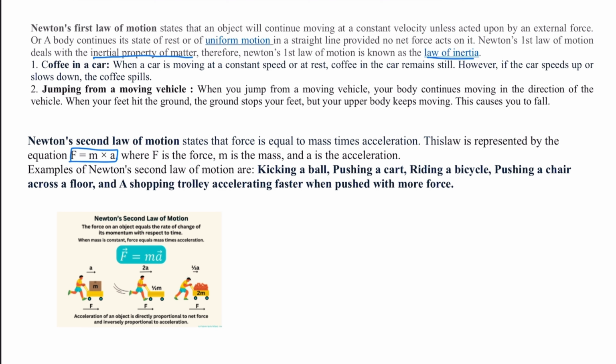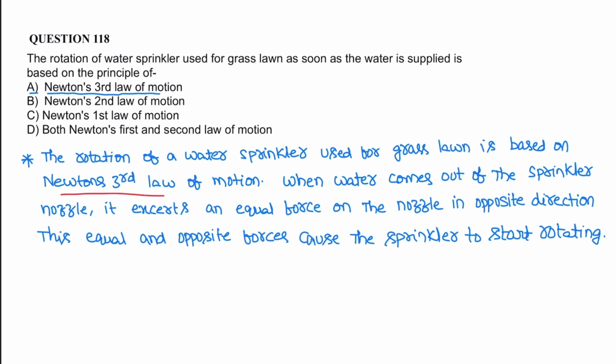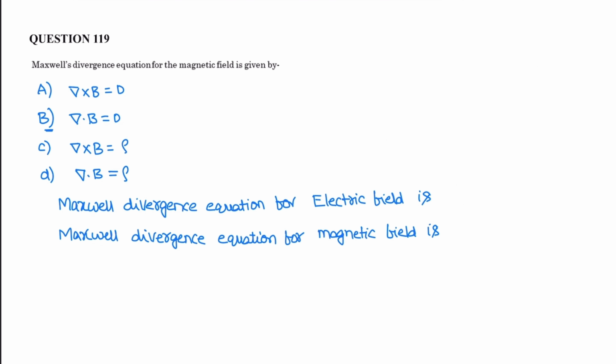Okay. Here the correct option is 3. Next question. Maxwell's divergence equation for magnetic field is given by. Maxwell's divergence equation for electric field is del dot D is equal to rho V. Similarly, Maxwell's divergence equation for magnetic field is del dot B is equal to 0. So in the question, the divergence equation for magnetic field, the correct answer is B. Del dot B is 0.